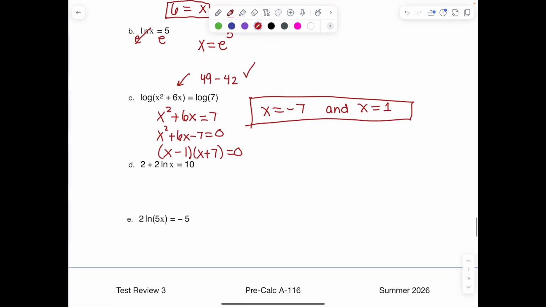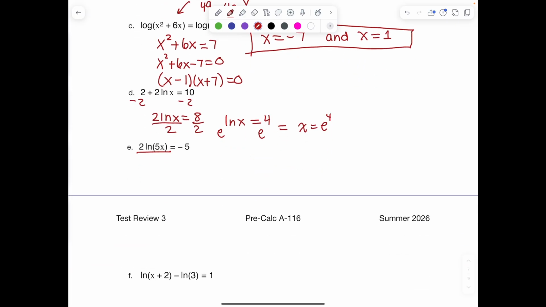Okay, let's do this one. We have 2 plus 2 natural log x equals 10. Let's subtract 2 on either side. So we get 2 ln x equals 8. Divide by 2, divide by 2. I get ln x equals 4. Take the exponential of both sides, and we get x equals e to the 4th.